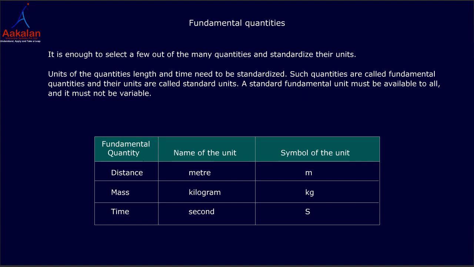Now it's time to elaborate fundamental quantities. It is enough to select a few out of the many quantities and standardize their units. Units of the quantities length and time are to be standardized. Such quantities are called fundamental quantities and their units are called standard units. A standard fundamental unit must be available to all and it must not be variable.